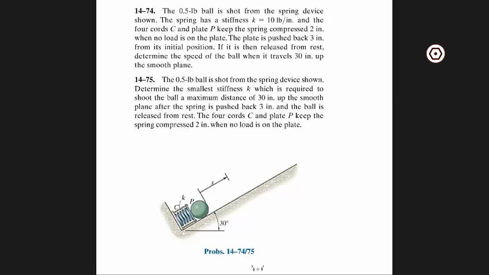All right, 4-pound ball, the spring device. Spring has a stiffness of 10.4 kip per inch. Let's see. Keep the spring compressed 2 inches when no load is on the plate. The plate is pushed back 3 inches from the initial position. If it is then released from rest, determine the speed of the ball when it travels 30 inches up the smooth plane. Okay, is this an energy problem? Yes. Why?